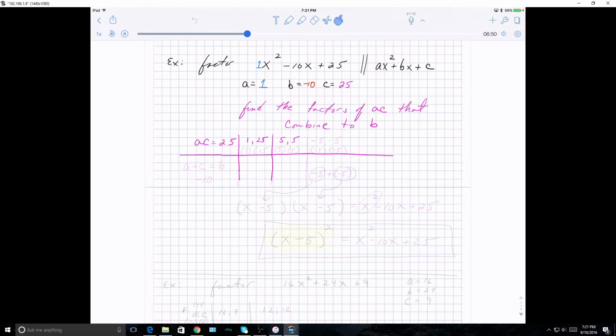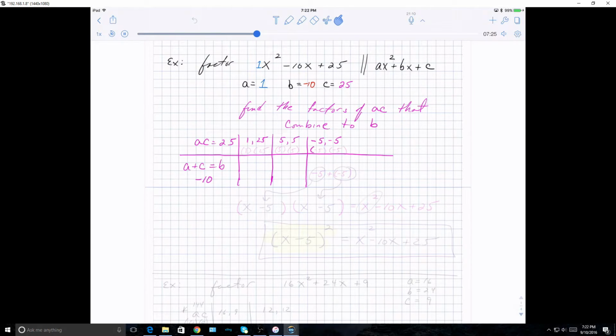So now, what do we have to do? We have to figure out a way that the factors of AC have to combine to equal B. And in this case, what number are we looking for? Negative 10. Now you'll say to yourself, well, some of these numbers don't have negatives in them. But there is one set of factors that we sort of neglected by habit. Oh, wait a second. Doesn't negative 5 and negative 5 also work? Doesn't that also give you a product of 25?